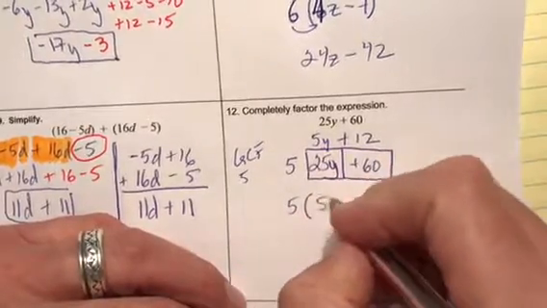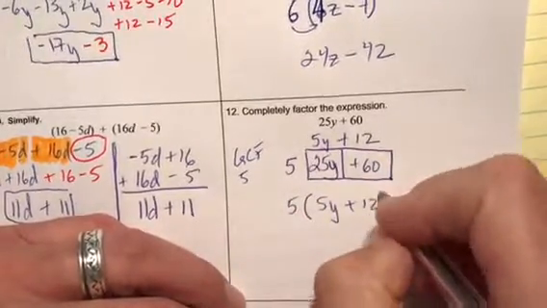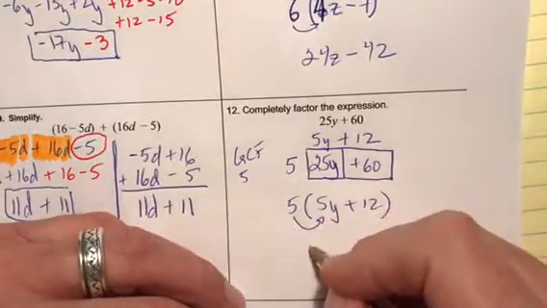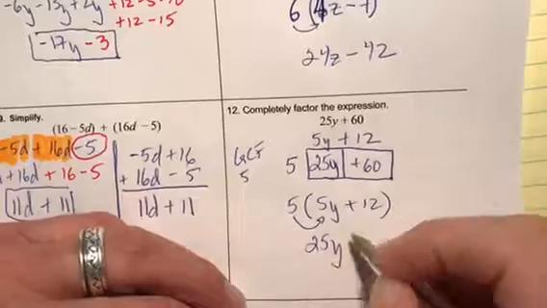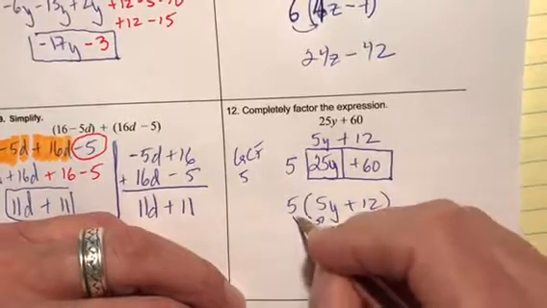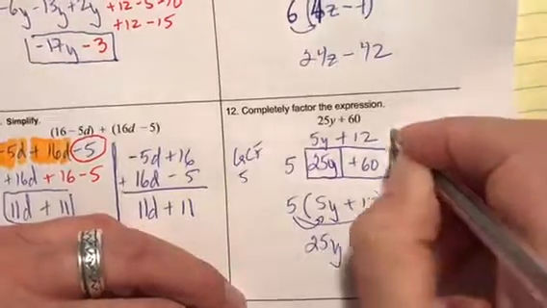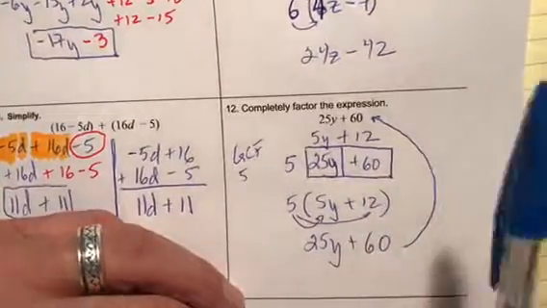And this is my factor form. 5 times 5y plus 12. It's like I'm looking at a multiplication table. And if I check it, 5 times 5y is 25y, plus 5 times 12 is 60. Bada bing, bada boom. It matches what I started with.